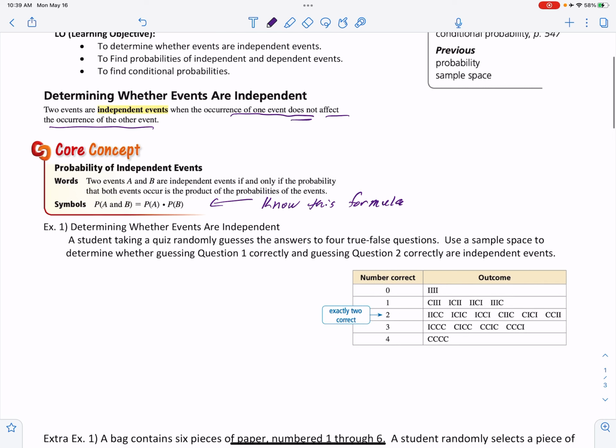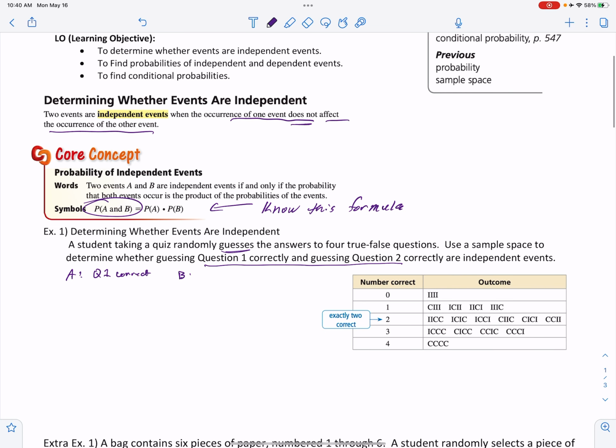A student takes a quiz and randomly guesses the answers to 4 true-false questions. Guesses so that each of getting true or false is equally likely. There's no knowledge, really. Use a sample space to determine whether guessing question 1 correctly and guessing question 2 correctly are independent events. Well, question 1 and question 2 correctly, that's fitting this probability of A and B. So we're letting event A be you get question 1 correct, and event B be you get question 2 correct.